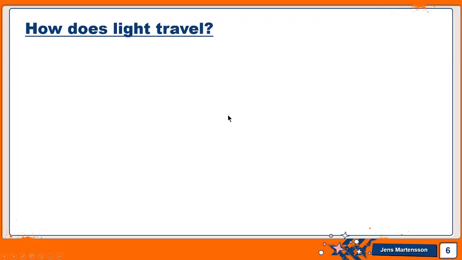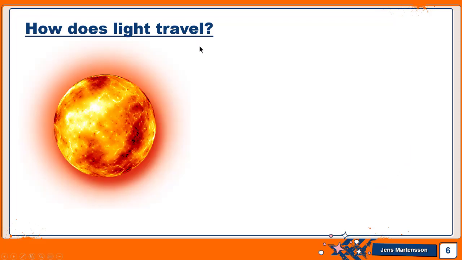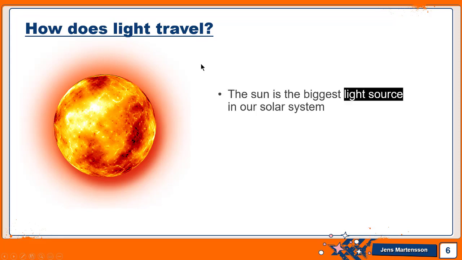So let's get started. First we want to look at how light travels. Now the word travel means how light moves. Here we've got the sun, and we find that the sun is the biggest light source in our solar system. Light source means something that gives off its own light. It makes its own light. So the sun makes its own light, and it's the bright object in the sky, and this is what heats up the earth. And as I said, it gives off a lot of light.